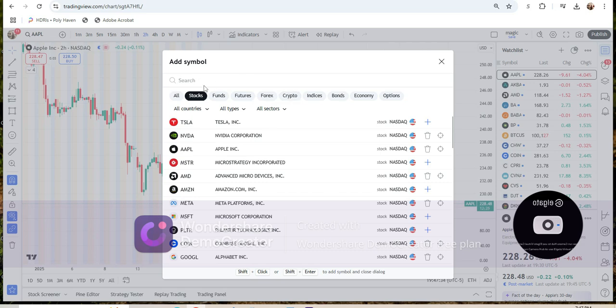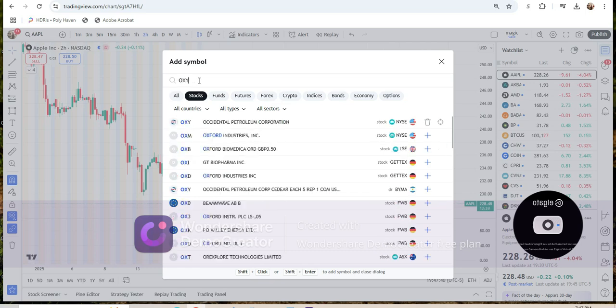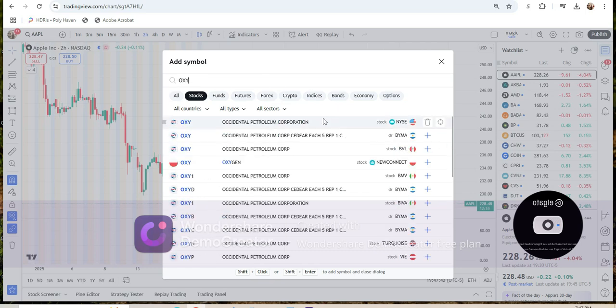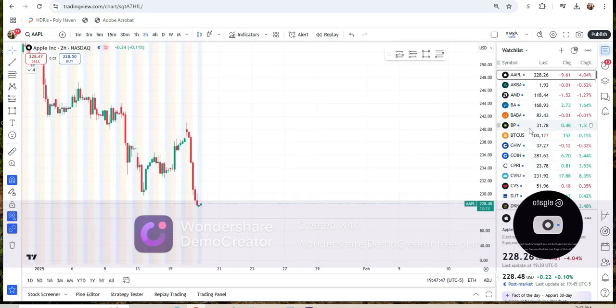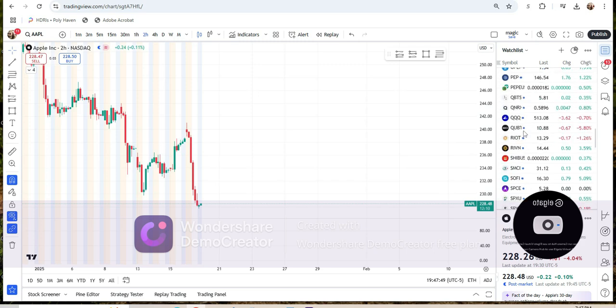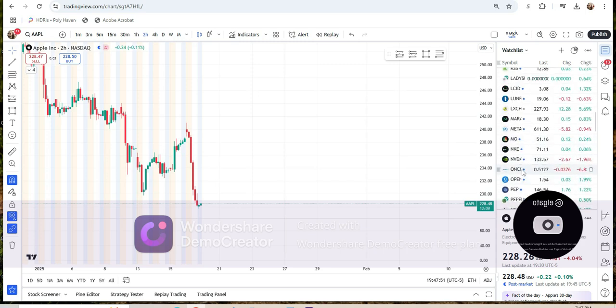What you're gonna do is type in your symbol. For example, I was looking at Oxy today. The Oxy company's symbol is OXY. I'm gonna click on it and it's gonna pop up automatically in my watch list. It's in here somewhere, but I guess I did it in alphabetical order. Here it goes.